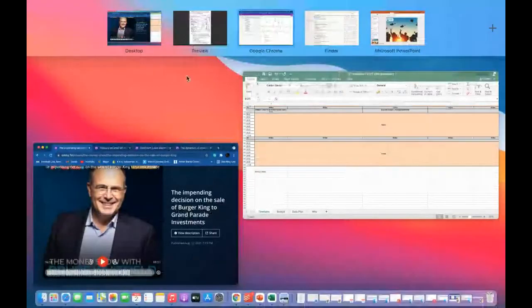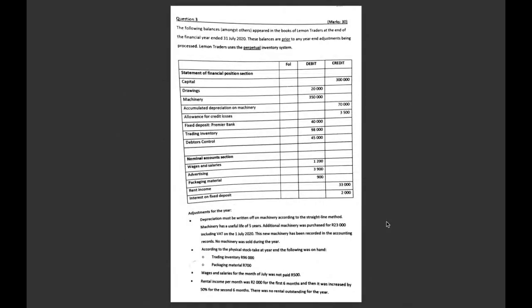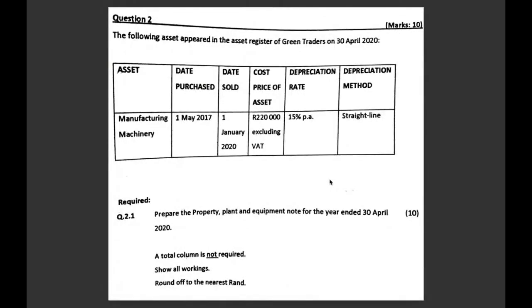Is that the last one for question 3? I think so, yes. It was the last adjustment that needed to be done for question 3. And there you had 30 marks. So this question really wasn't bad, and you guys didn't perform badly on it either. I was quite happy with that. So you see, this is unit 4, your adjustments, and a little bit of unit 3 as well with your depreciation. Now I think let's go on to question 2. Let's see how far we get.